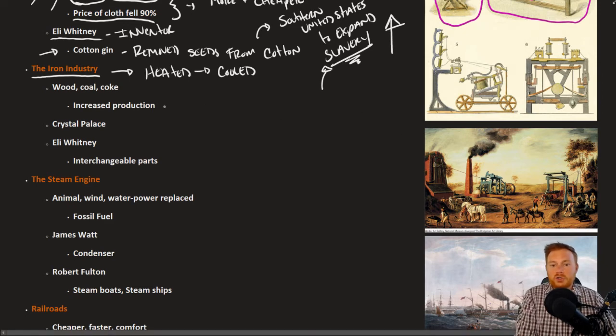Iron production also increased during the industrial period, and a lot of it had to do with the transition of fuel sources. So typically in the Dark Ages, when iron was made, for knights in shining armor, it was wood that was used. But wood wasn't hot enough, right? We might say that wood was relatively low heat, so it didn't produce a lot of energy, but it was also very labor intensive in terms of the resources.